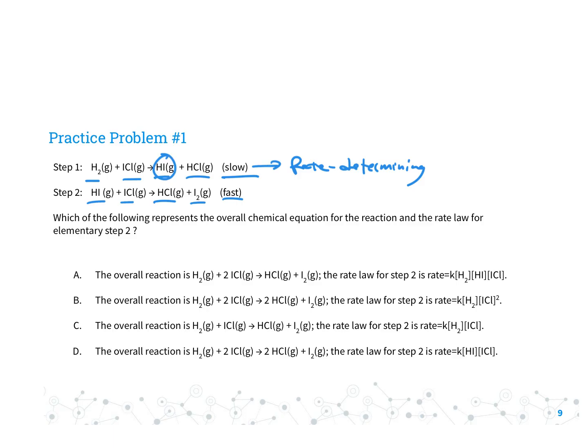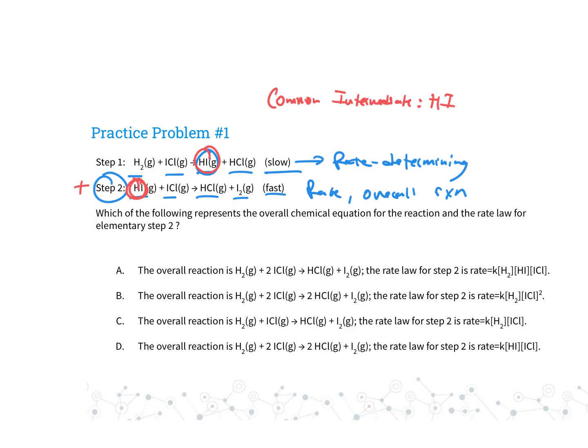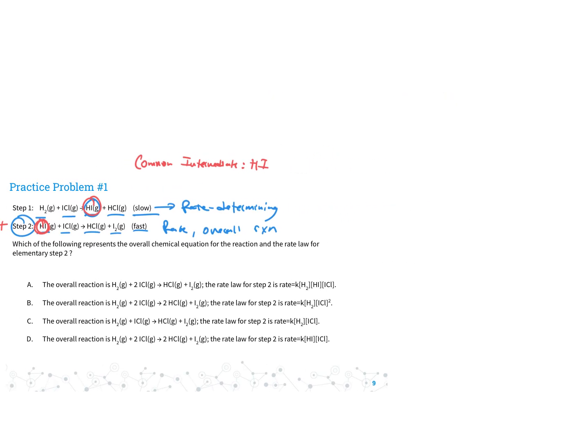So it's asking us which of the following represents the overall chemical equation for the reaction and the rate law for the elementary step 2. So we're interested in the rate law of this and the overall reaction. Now, previously when we were doing Hess's law problems, we'd have to flip a lot of reactions in order to cancel everything out. In this case, that's not really going to be possible. What we need to look for is just a common intermediate that shows up on the products of one reaction and the reactants of another. In this case, the common intermediate is HI. So all we need to do is just add these two reactions together in order to get a new reaction. And that will give us our overall.